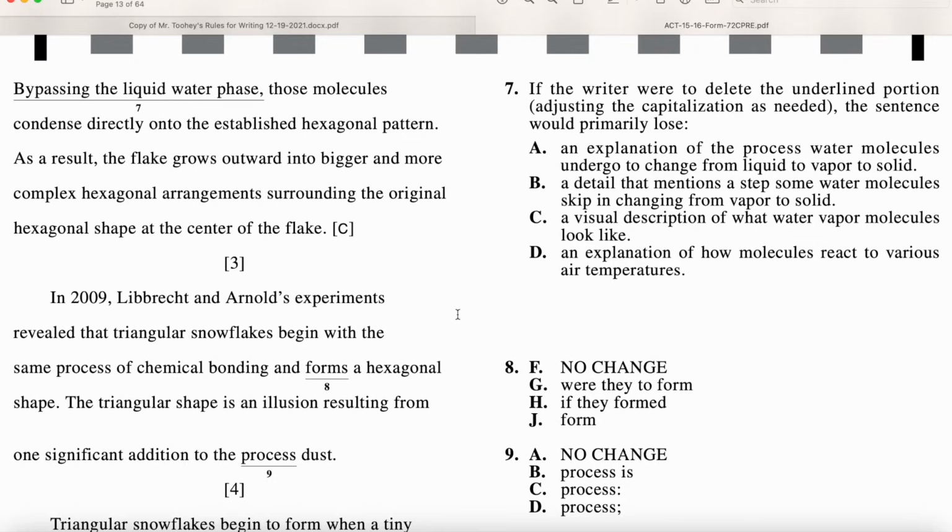That's got to be plural. No, it does not work that way with verbs, Abdul. Remember when you need to find out if you need a plural, test with they. Can you say they forms? That does not work. Can you say they form? They form. Oh yeah, that works.